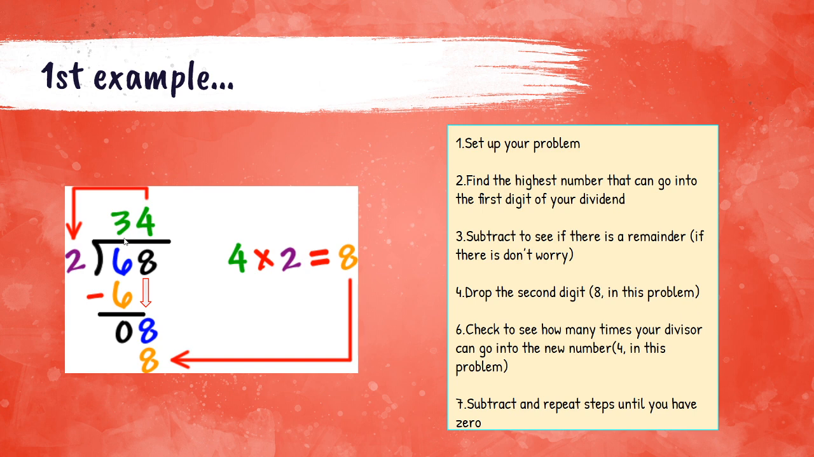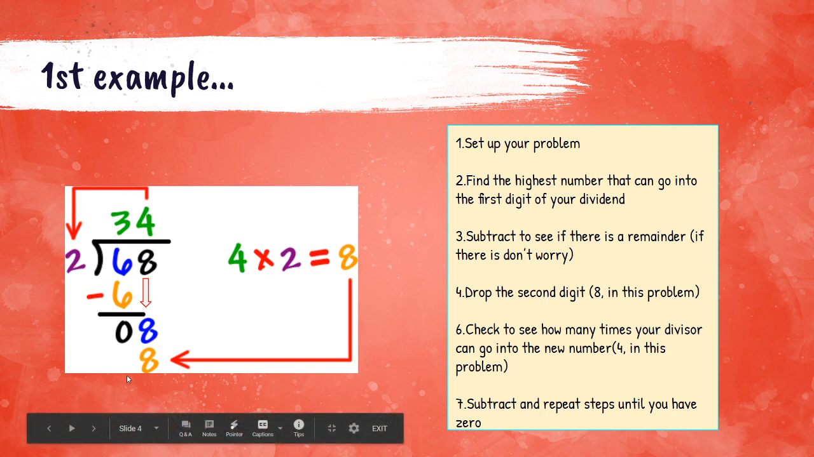If I did 2 times 2, that's 4. However, I can go a little bit more and put 3 and get a whole number. So after I find that highest number, I'm going to put it right over here. So 2 times 3 is 6. Then I need to subtract to see if there is a remainder. If there is, it's okay. We're just going to keep bringing down numbers. So once I do 2 times 3, 6, I subtract. I have 0, so no remainder, but I still have to bring down that other number right here, right?